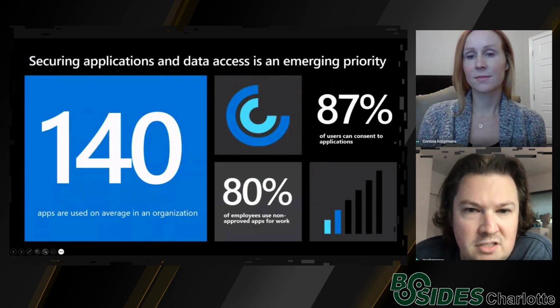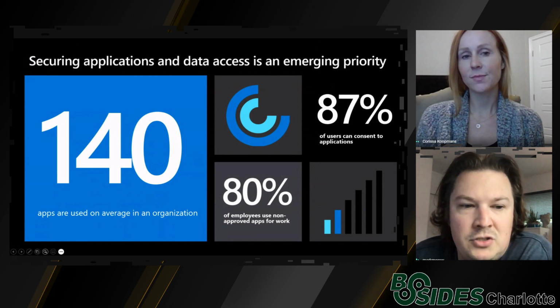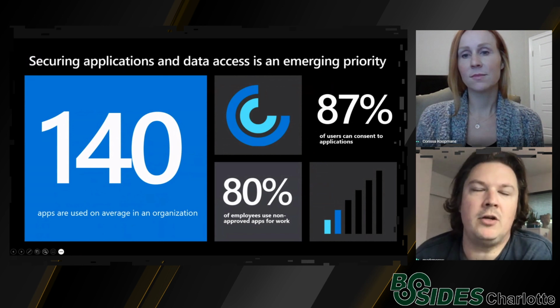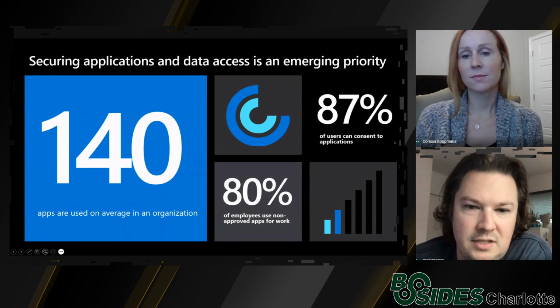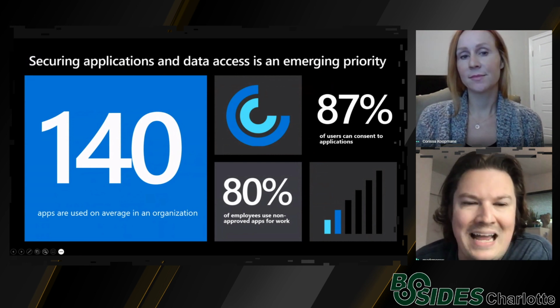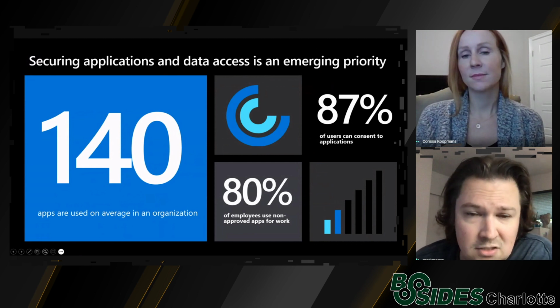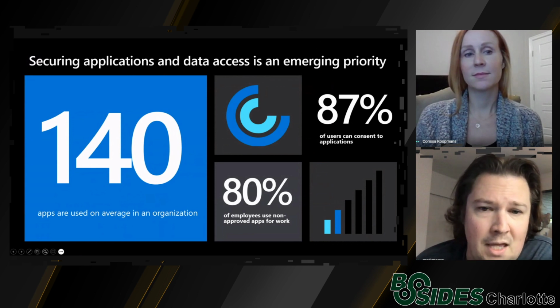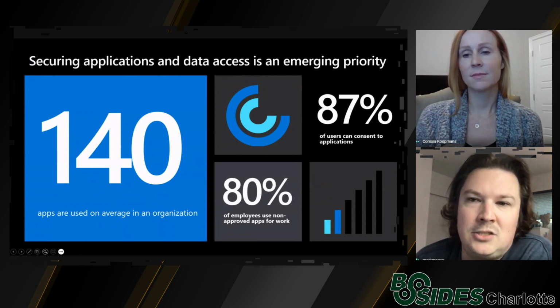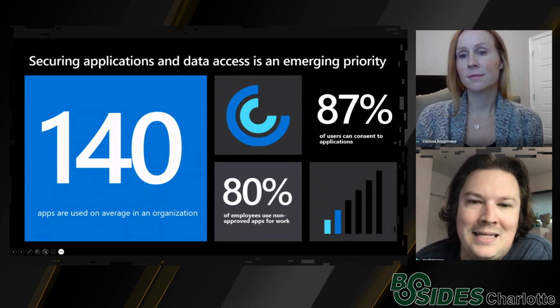So if you haven't started looking at your applications and your data access, you really need to. On average, there's about 140 apps in an organization, but this number can vary greatly depending on the size of your organization. Chris and I work with some very large and complex customers, and they have thousands and thousands of applications. So 140 is kind of an average number, but you'll know your environment better than anybody else. This could be less than this or much, much larger than this. And 87% of users can consent to applications today. And the act of consenting to an application isn't bad in itself.